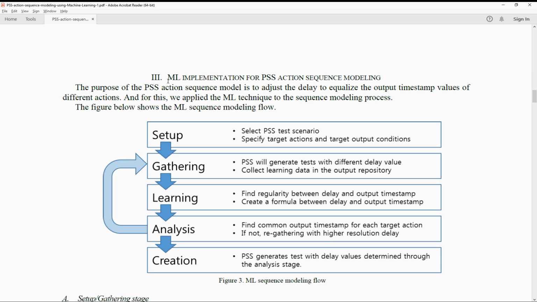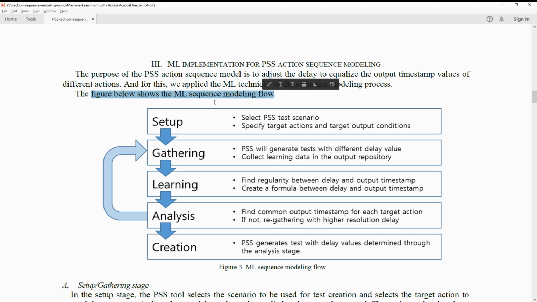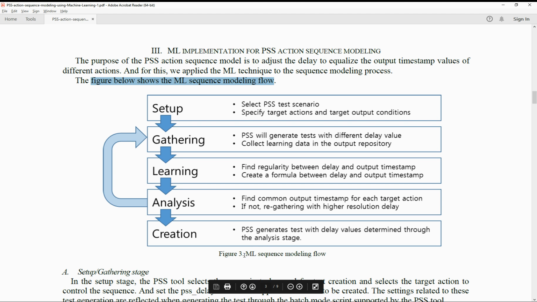Section 3, ML implementation for PSS action sequence modeling. The purpose of the PSS action sequence model is to adjust delay to equalize the output timestamp values of different actions. And for this, we apply the ML technique to the sequence modeling process. The figure below shows the ML sequence modeling flow. Figure 3, ML sequence modeling flow.